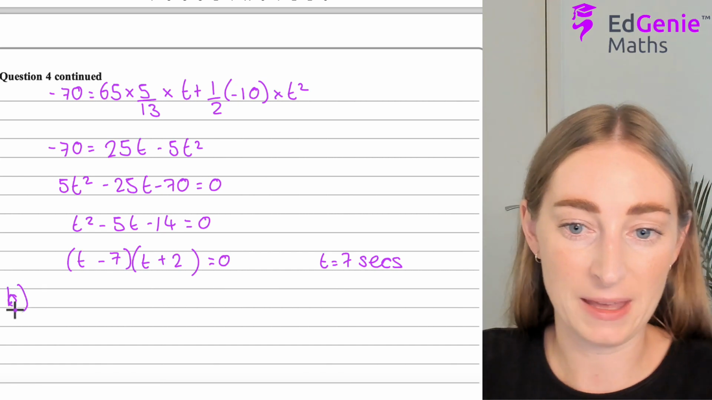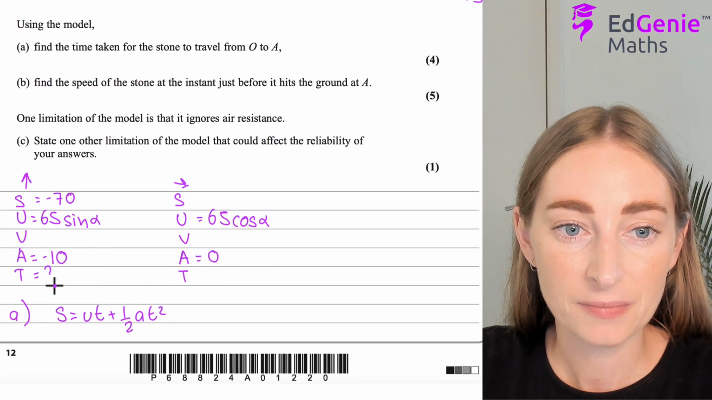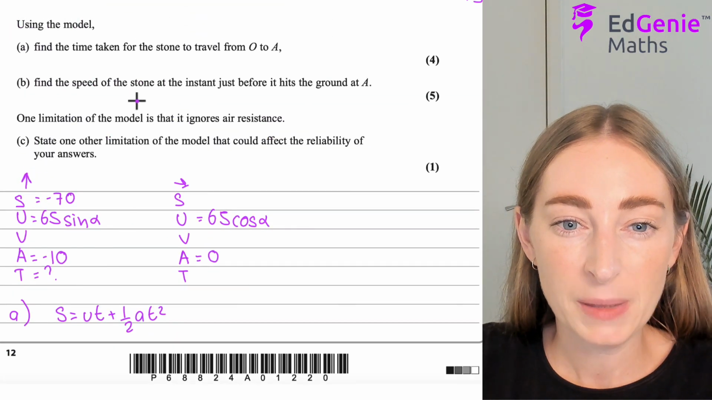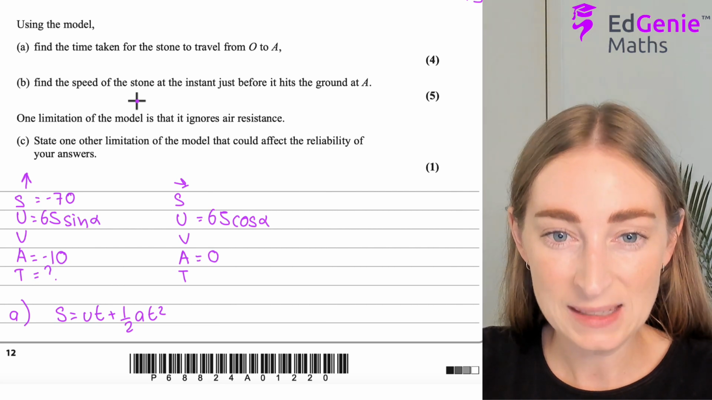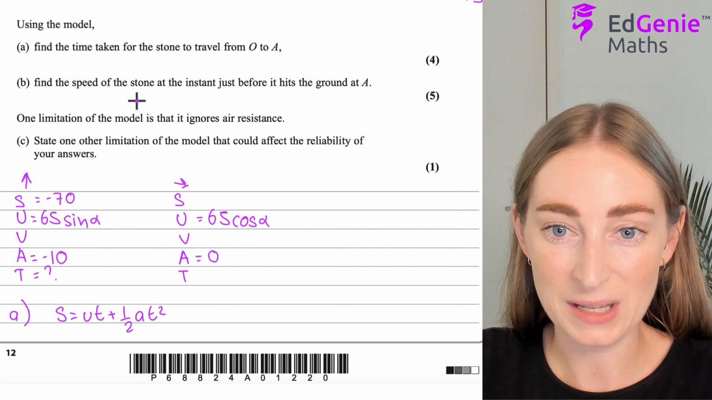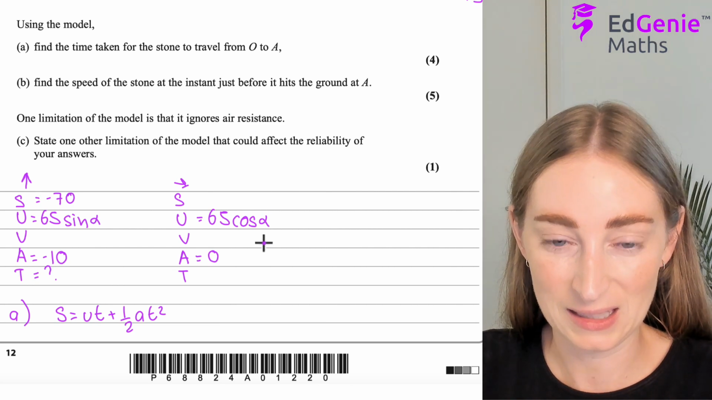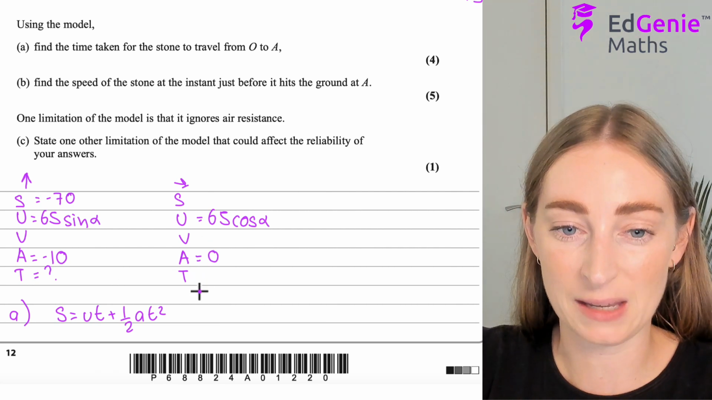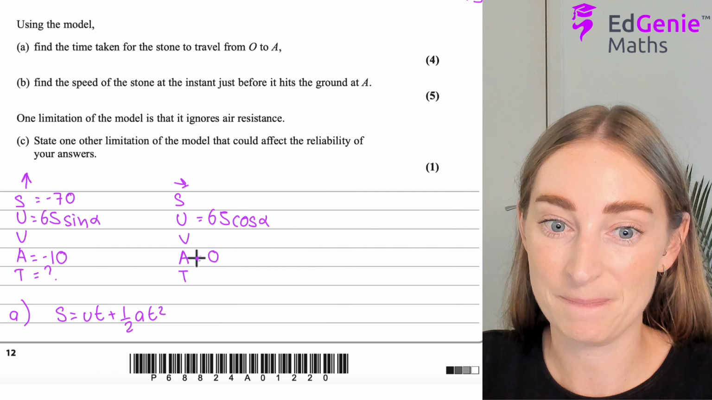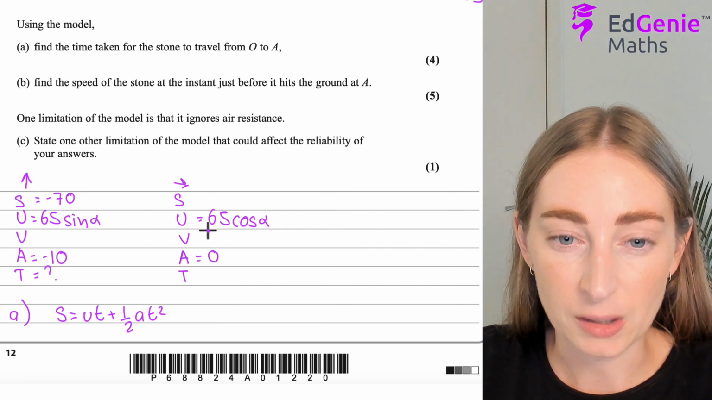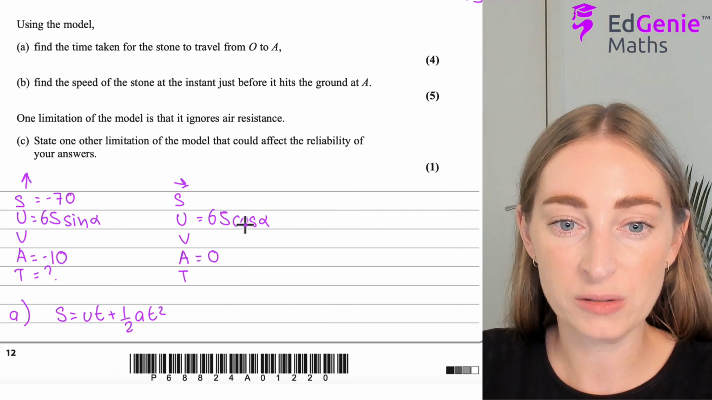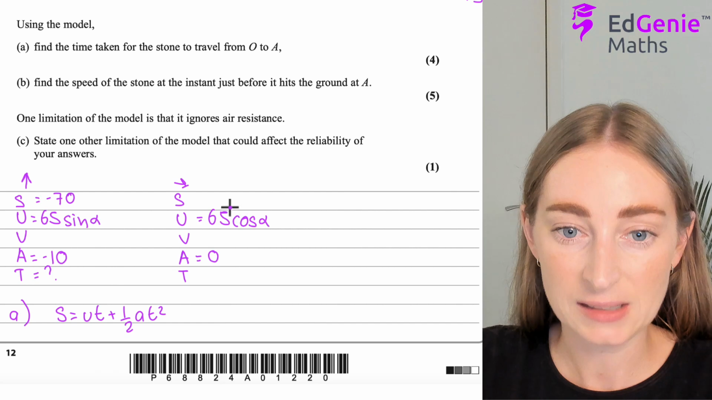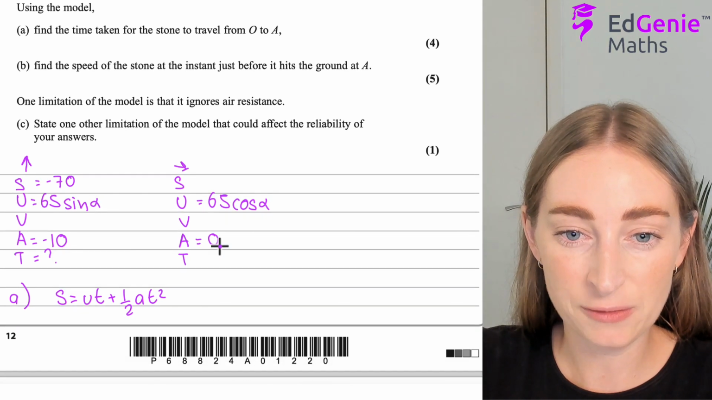Part B. Find the speed of the stone the instant just before it hits the ground at A. So we're basically trying to find out if t we now know is 7, what is v? Right, well we know that the speed is going to be constant when we're looking horizontally. So that's going to be 65.